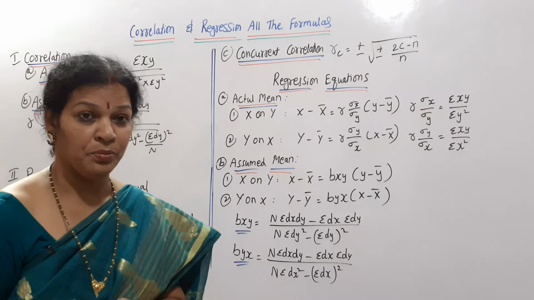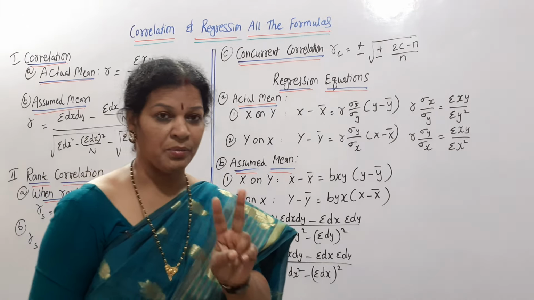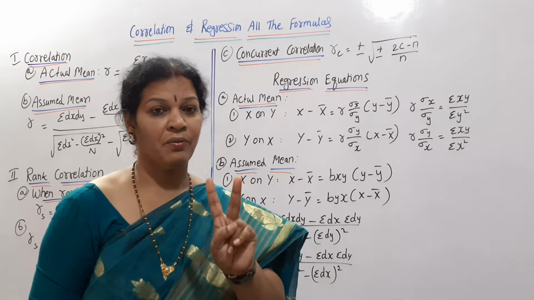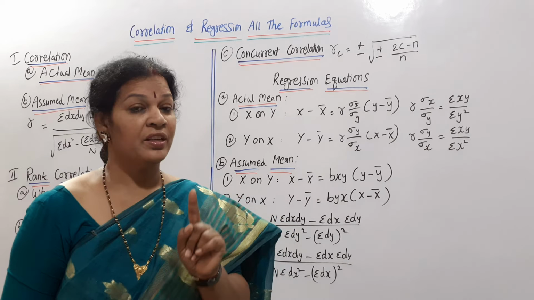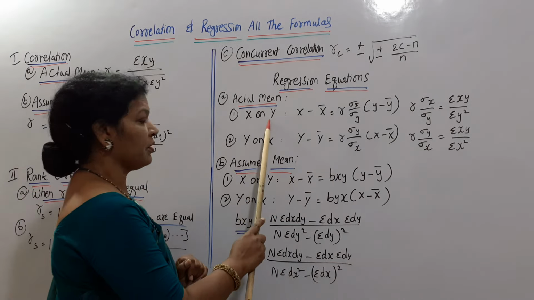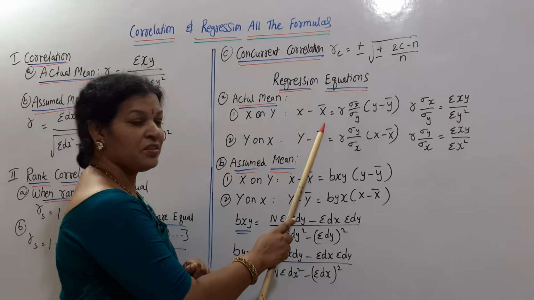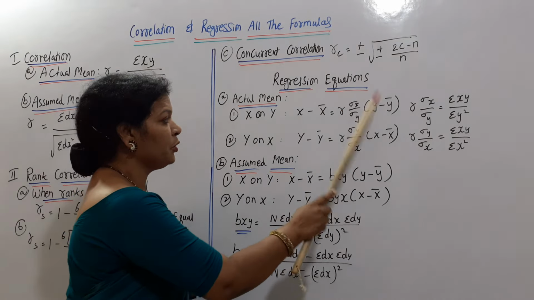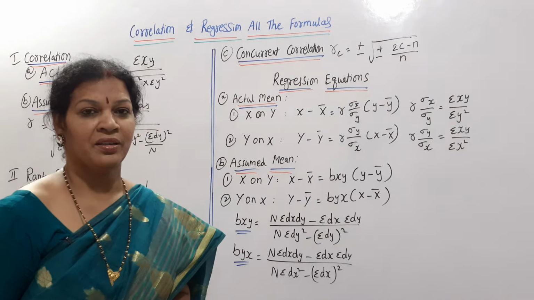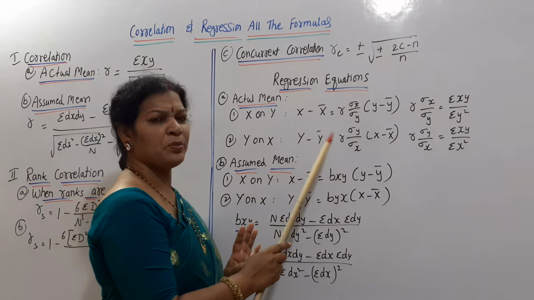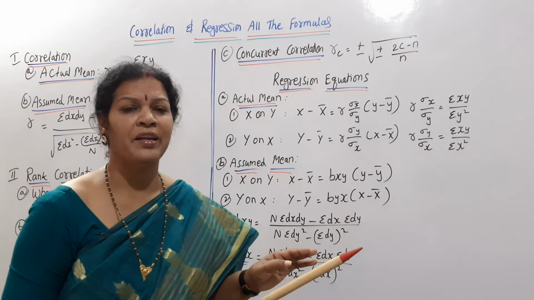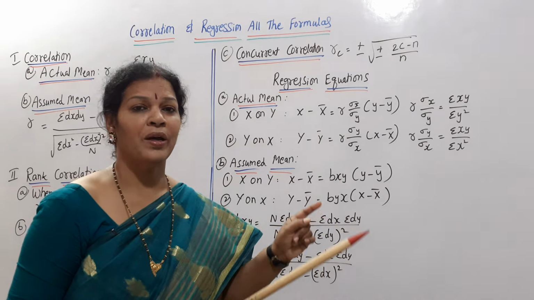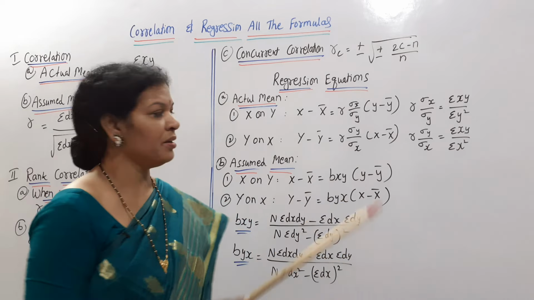If it is actual mean, we have two formulas, x on y equation, y on x equation. If we go for x on y equation, formula is x minus x bar is equal to r into rho x by rho y into y minus y bar. Say along with me, easy to remember: x minus x bar is equal to r into rho x by rho y into y minus y bar.